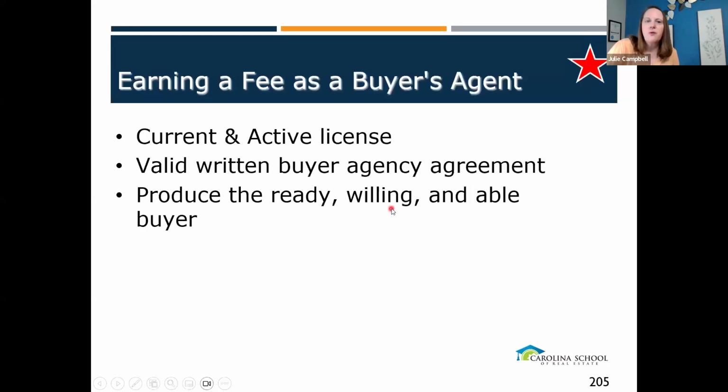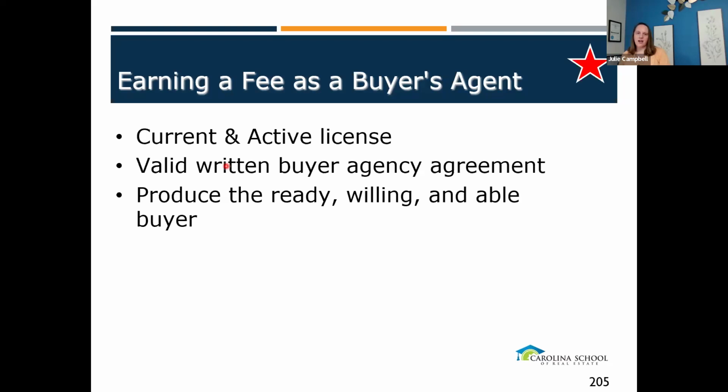So, earning a fee as a buyer's agent. Again, you have to have that current and active license. You have to be in a valid, here it is, written buyer agency agreement. Remember what you are owed in an oral buyer agency agreement? That's really easy to remember, right? Zero. So we have a written buyer agency agreement, and you're the one that brings that ready, willing, and able buyer.